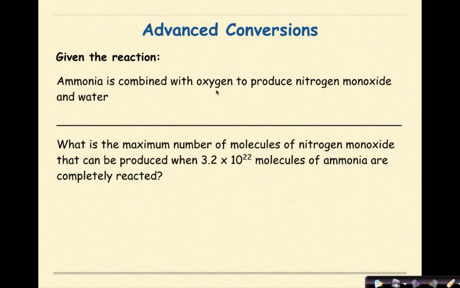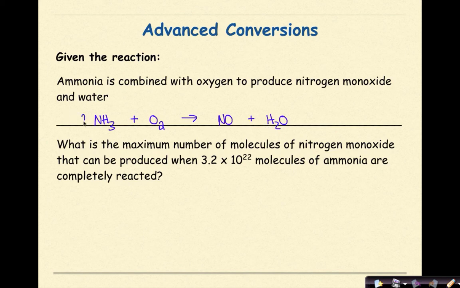Ammonia is combined with oxygen to produce nitrogen monoxide and water. Okay, ammonia, NH3, combined with oxygen, that's going to be O2, to produce, that's an arrow, nitrogen monoxide, that formula is NO, and water, plus H2O. All right, I need to balance this thing. 1 nitrogen, 3 hydrogens, 2 hydrogens. So let's just start off by doing that and see what happens.